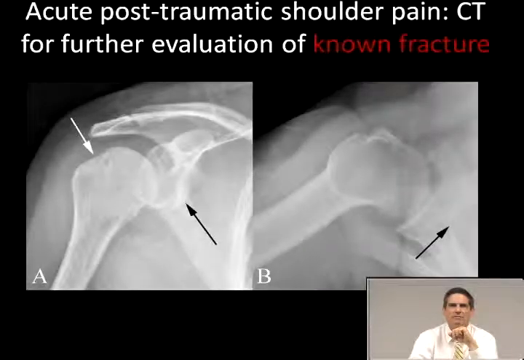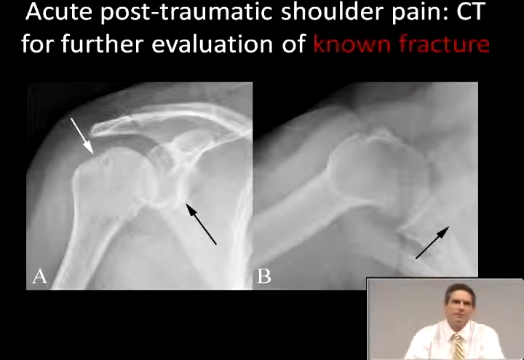All right, as I said before, complex fractures can require additional evaluation, usually at the behest of the orthopedic surgeon. Here's a 65-year-old woman that had pain following trauma. Your AP plain film shows a dent in the superolateral humeral head there by the arrow.